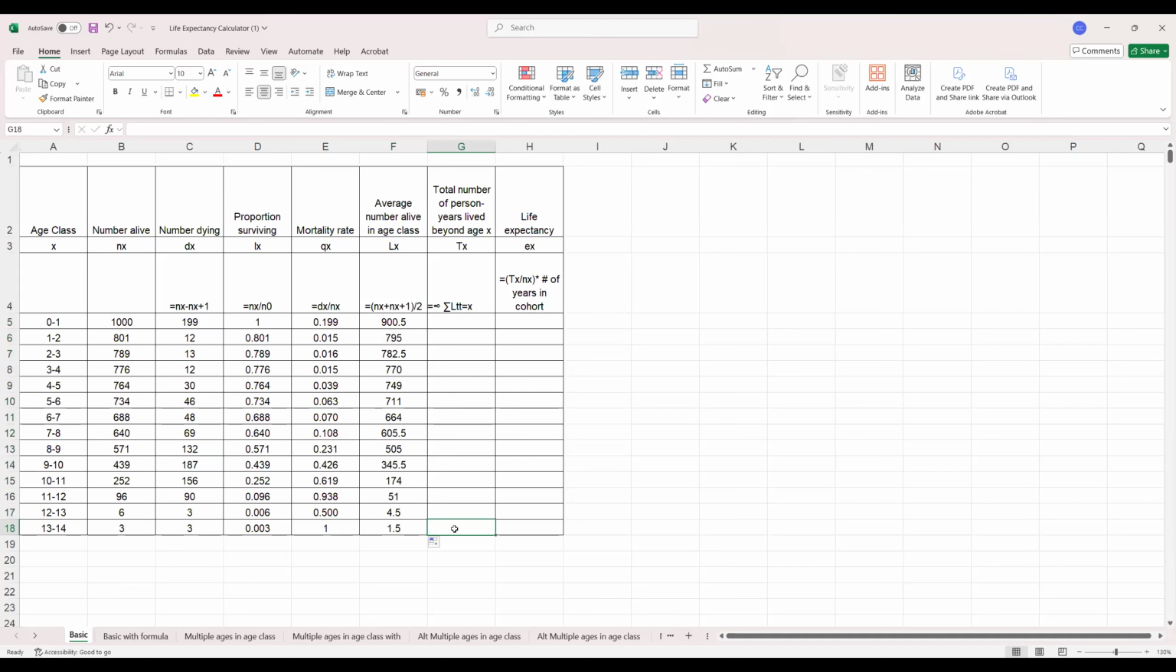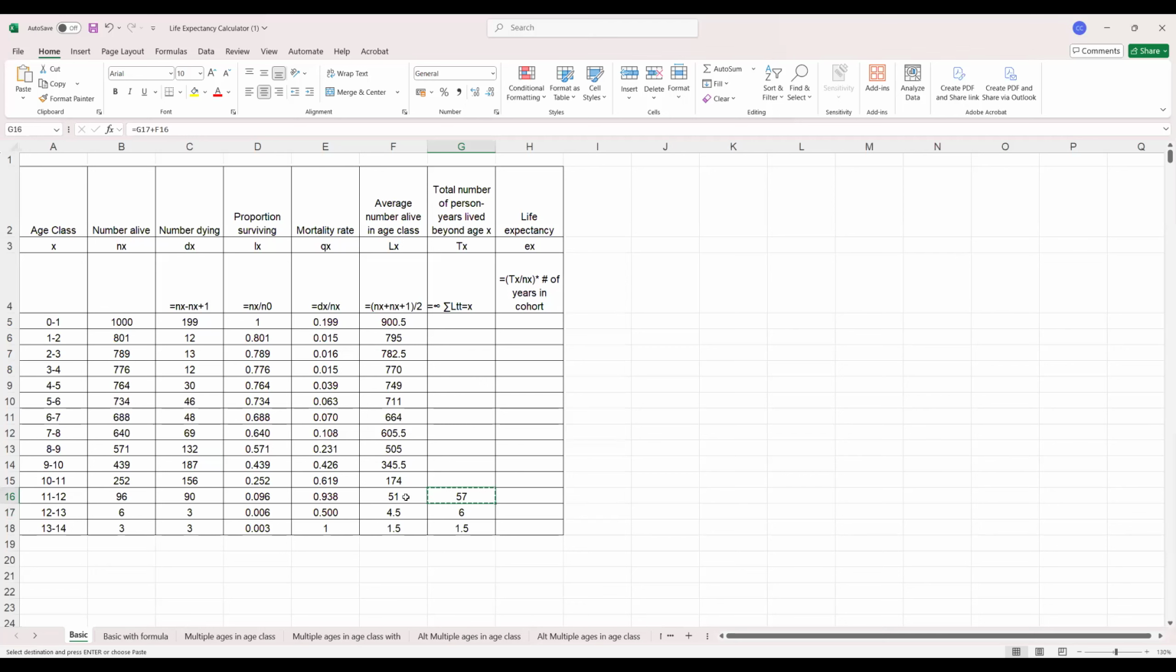Now, T sub x is the one that's a little bit more sensitive because it's a summation upwards. So you start with the bottom. It's the average number alive in that age class at the bottom. And then for the next one, it's 1.5, the number alive from the previous, plus 4.5, the average alive for that current age group. So 6. And then it's 6 plus 51. So bottom plus left. That's always the trend.